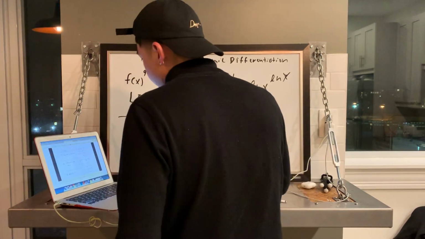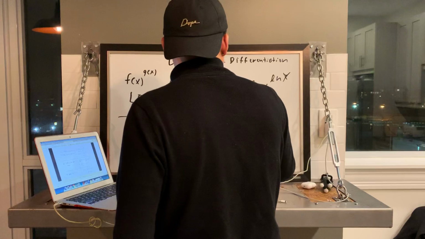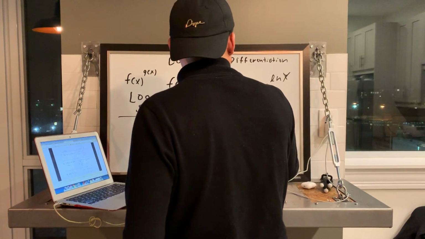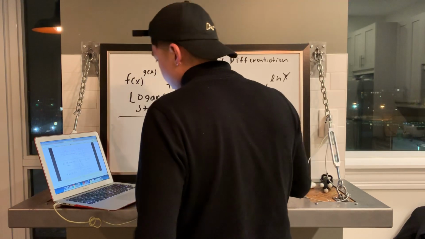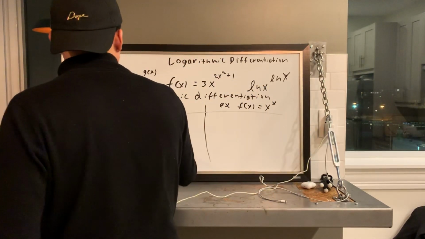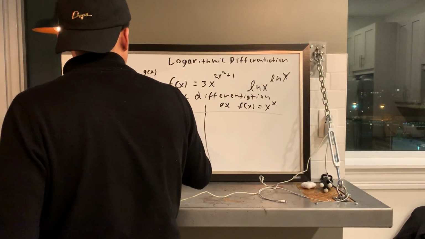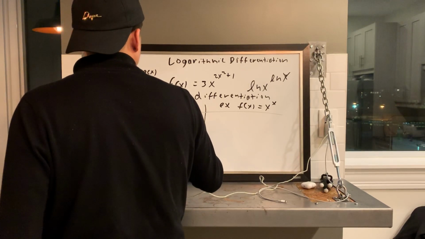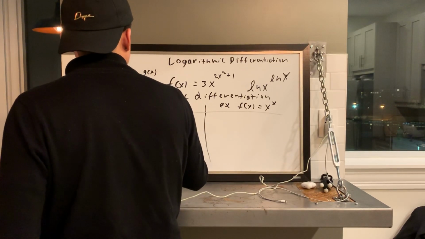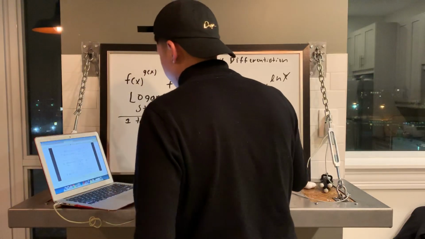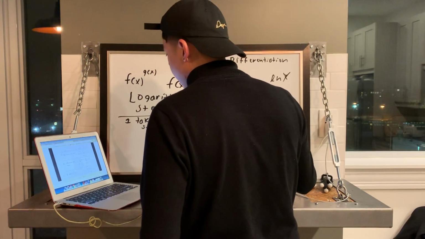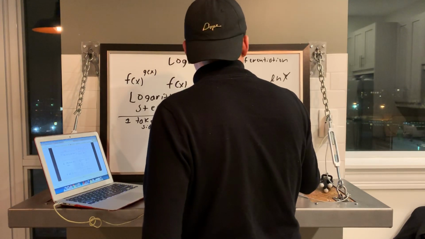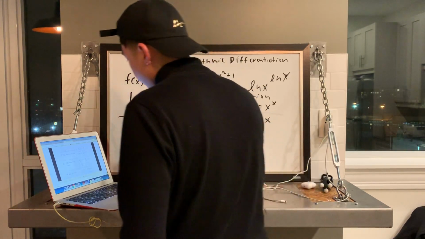Example is f of x equals x to the x, right? So you go, one is take ln on both sides. So you have ln of f of x equals x ln x, okay?